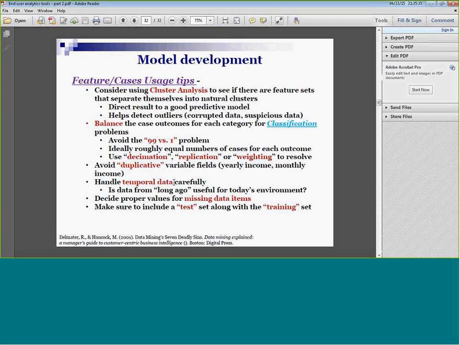You want to handle temporal data that changes over time, carefully. When I used to teach a course in neural nets, I had students who always wanted to predict the market. Well, if you use data from the late 80s when the market was booming, and use only that data to predict the future, the model's never seen a down market, so it predicts always up markets. So you have to be careful with temporal data.